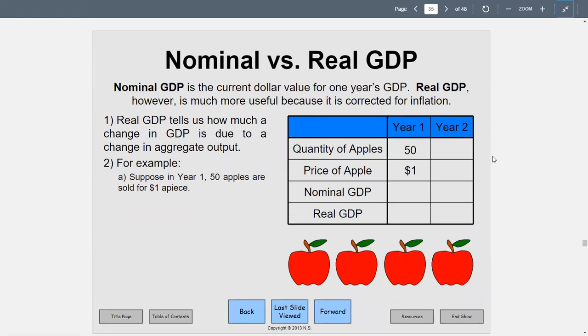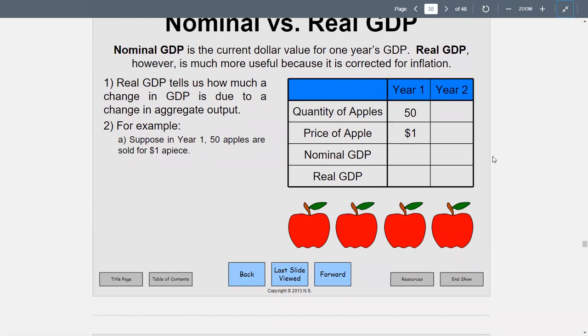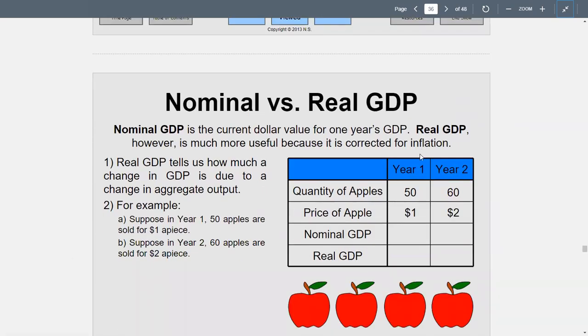So for example, suppose in year 1, 50 apples are sold for $1 a piece. Suppose in year 2, 60 apples are sold for $2.